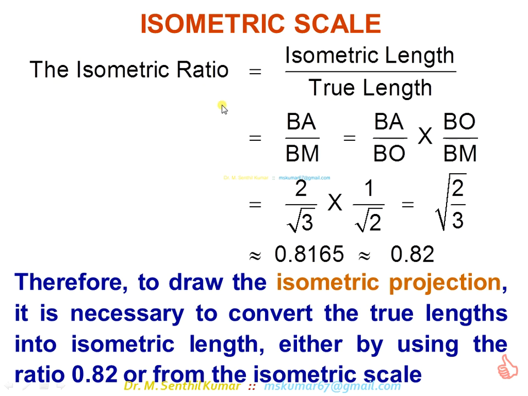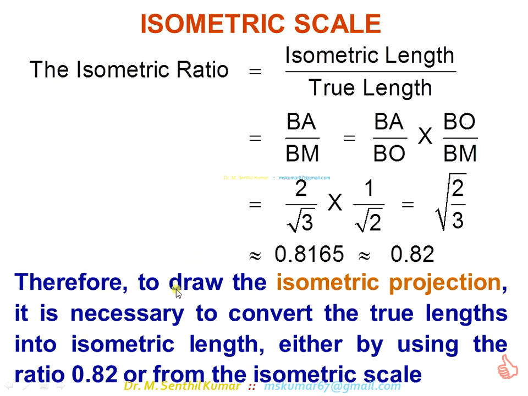Mathematically you can arrive at these formulas. You just note down this value, that is enough. If you introduce a factor of 0.82, then the true length becomes the isometric length. Therefore, to draw the isometric projection, it is necessary to convert the true length into isometric length, either by using the ratio 0.82 or using the isometric scale that I showed, the 15 degree and 45 degree lines. If you follow that, that is called isometric projection. Otherwise, you can directly use a calculator with the factor 0.82 to get the isometric length.